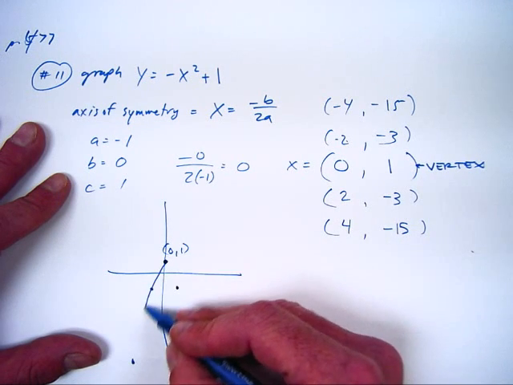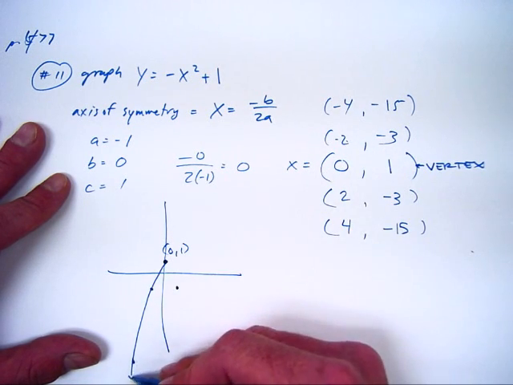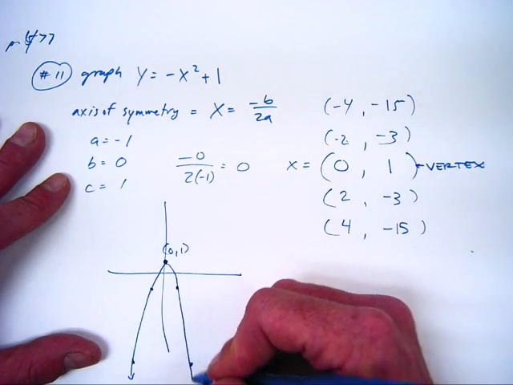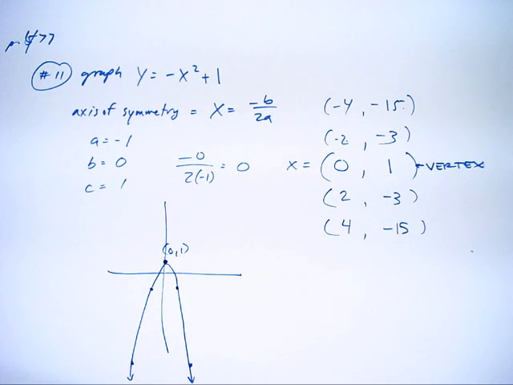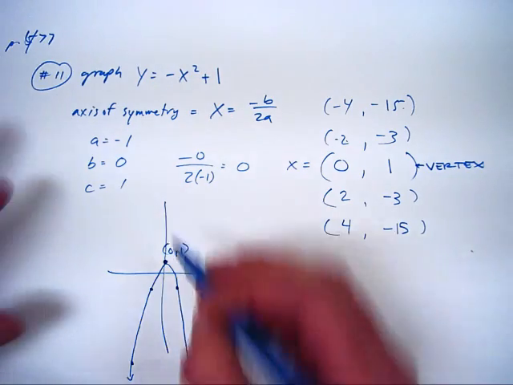You don't have to pick points that are equidistant from the vertex. It's just going to make it a little bit easier because these two are going to be the same as these two. So it saves you some work. But this is what this thing is going to look like.